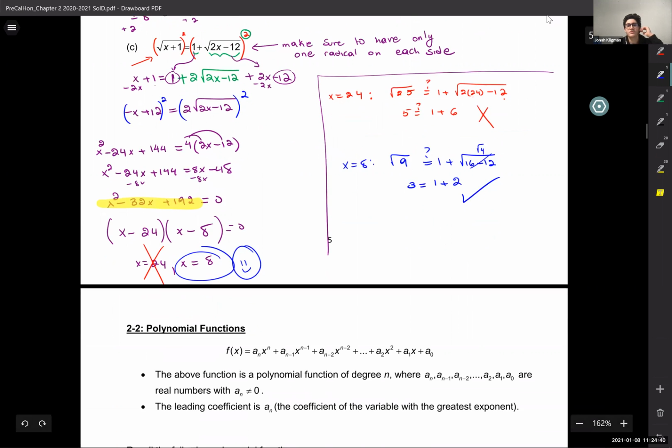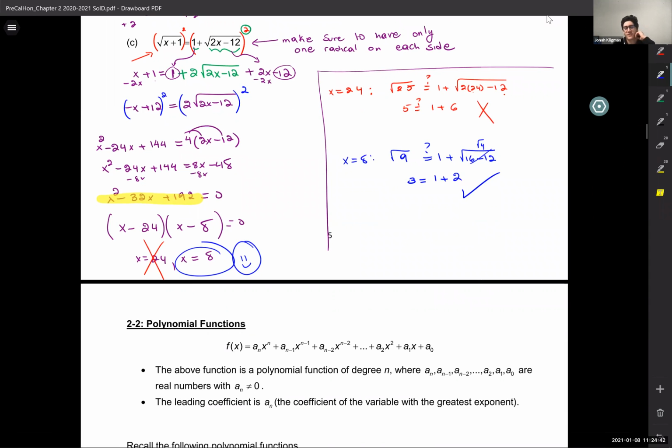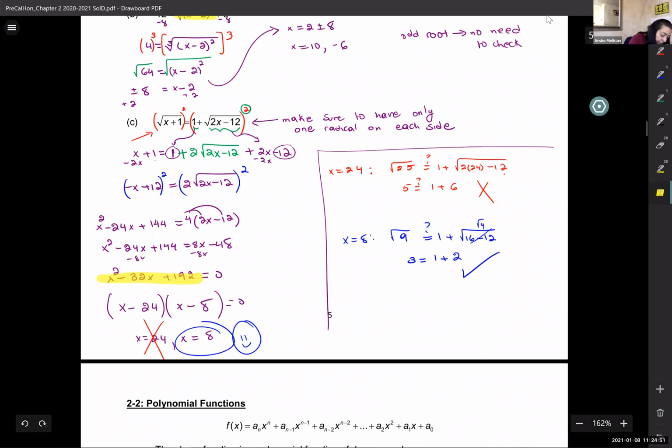Wait, how'd you know you had to check for this one? Because in the beginning, in my original equation, I had square roots. Anytime you have even indexes, square root, fourth root, you have to check. Oh my God, in my head, I'm such an idiot.